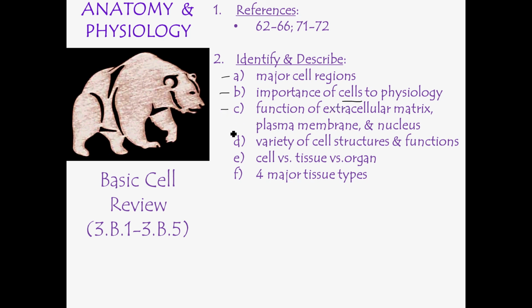Functioning of the extracellular matrix, the plasma membrane, the nucleus. Describe a variety of cell structures and functions. We went over about 6 or 7 of them there. Be able to then talk about the cell versus a tissue versus an organ, and then identifying lastly the 4 major tissue types. Okay, thanks for listening, and bring your questions to class.